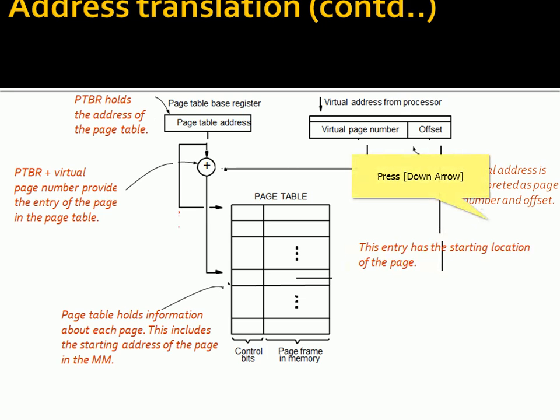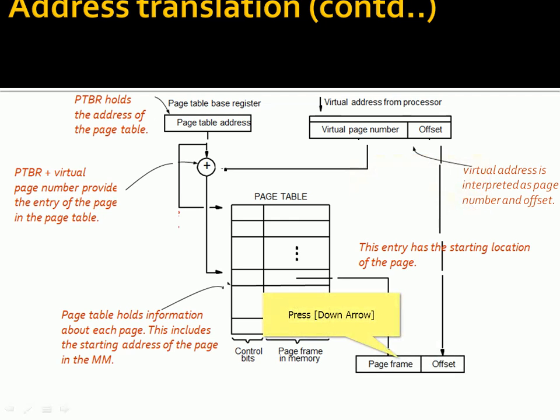So this entry has the starting location of the page. After adding the virtual page number and the base table address, we will get a location. From that we can derive the information, the page frame. So this page frame will be brought out, and the location is called the page frame.